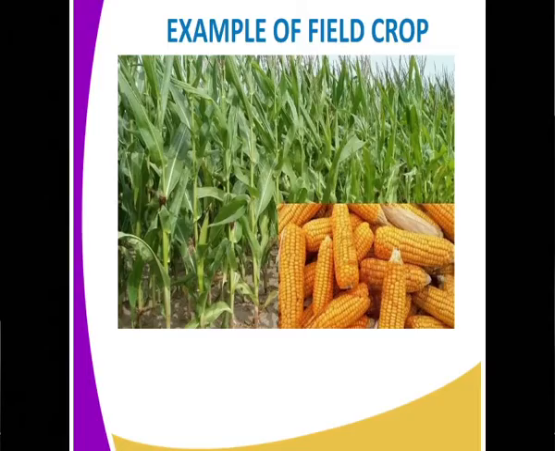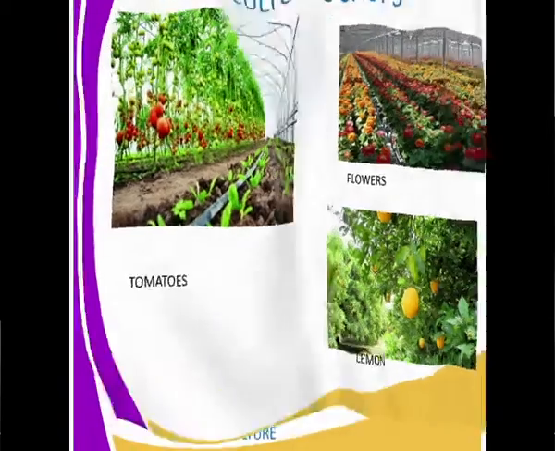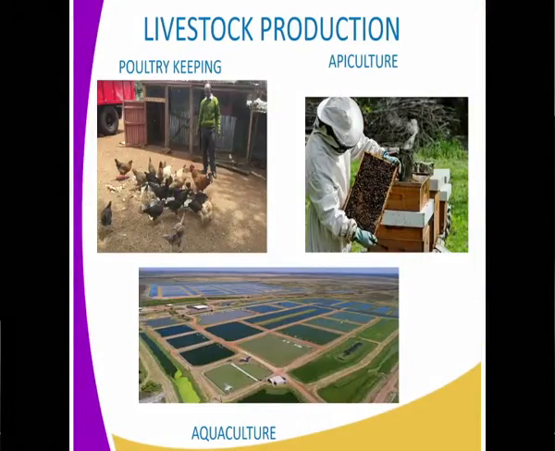The floriculture deals with the flowers, as it is indicated on the image there. And also we have the pomoculture. I have given the diagram of pomoculture. It deals with the study of production of fruits in the farm. And livestock production is a branch of agriculture that deals with the rearing of livestock in the farm.